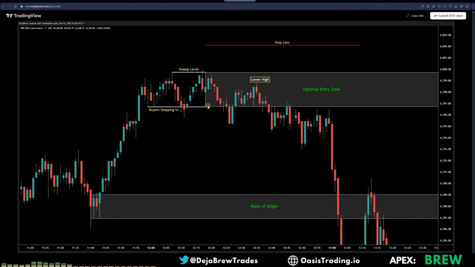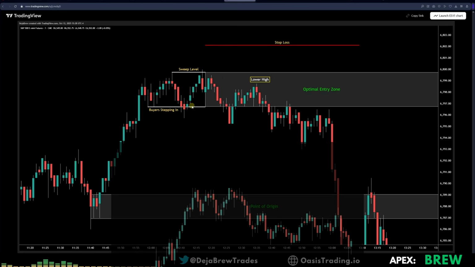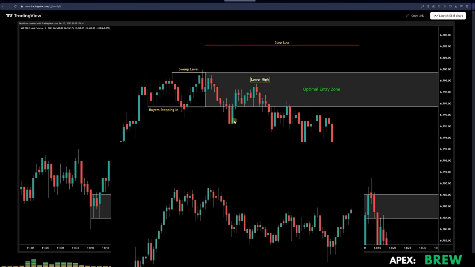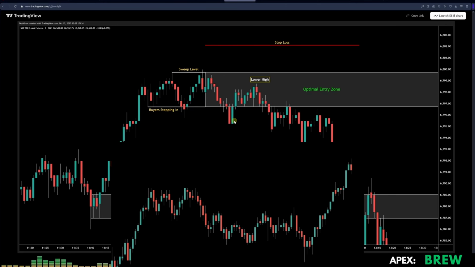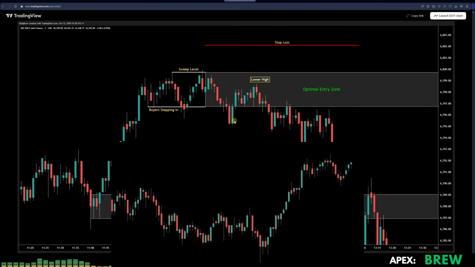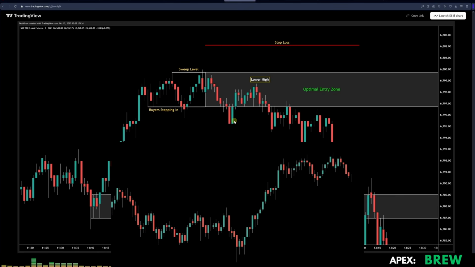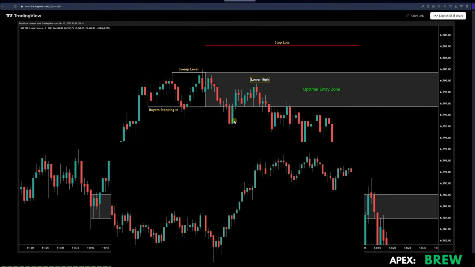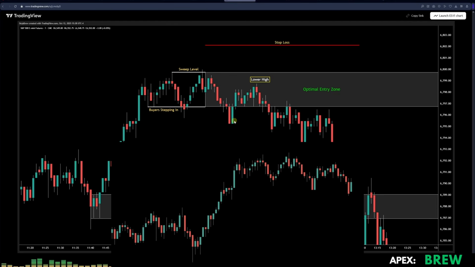But where else can we take that trade? You want to look for where the buyers are stepping in. So typically before that sweep, before that rollover, there is going to be some buy pressure in that general area. So we want to identify where those buyers are stepping in, and that is kind of the bottom of your optimal entry zone, because you don't want to be selling aggressively when there are obvious responsive buyers trying to hold that market up.